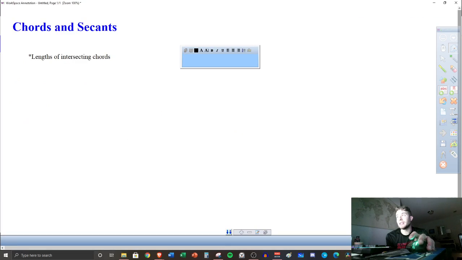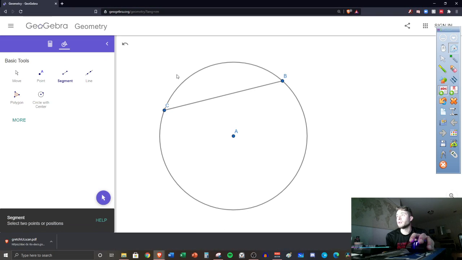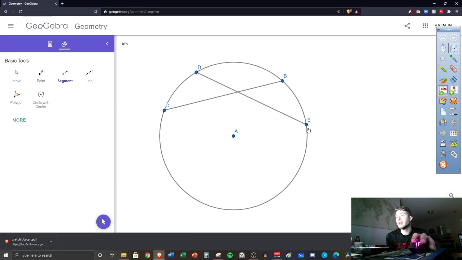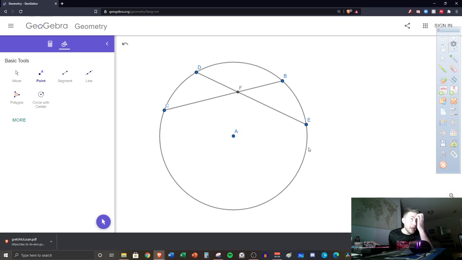Now the topic is not single chord, it's intersecting chords. So we need a second one. So let's make this chord D to E. There we go, D to E. All right, these are intersecting now, and we want to actually label this intersection point. We're going to grab our point tool on the left side here, and we're just going to click the dead center, okay? And it makes the point F.